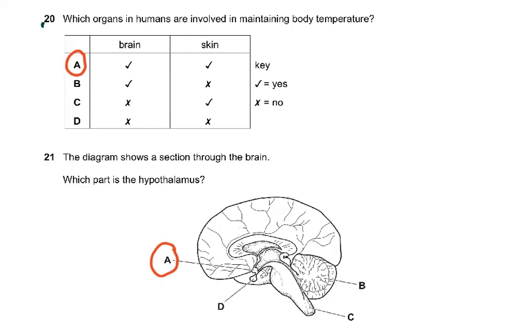Now we come to question number 20. Which organs in humans are involved in maintaining body temperature? Brain and the skin. Yes, both are involved. Why? Because the brain has the centers which control your body temperature, and the skin has the blood vessels, where the arterioles either vasoconstrict or vasodilate. Please remember, it's the arteries and the arterioles, not the capillaries.